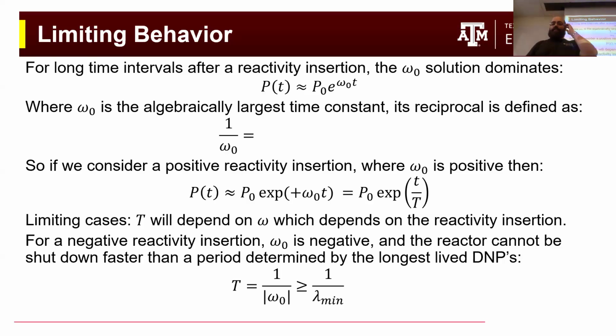And one of the things that we were talking about was the limiting behavior, actually. We're saying that as time moves forward, our solution is going to be dominated by the algebraically largest exponential, which was that omega zero exponential. So omega is the time constant, and we define the reciprocal of that time constant, so 1 over the time constant, as capital T, which is probably a similar definition. It's the period of the reactor.